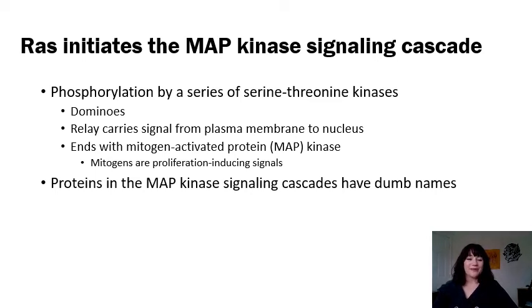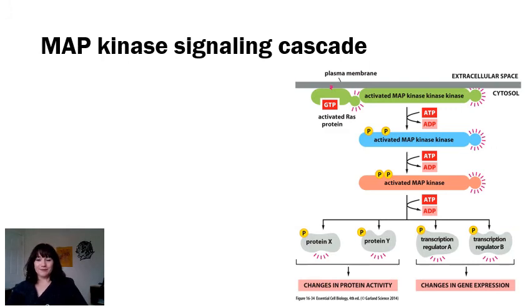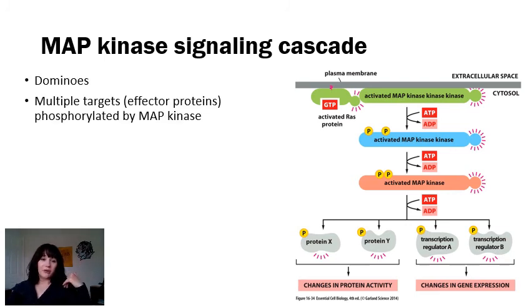Now, proteins in the MAP kinase signaling cascade have dumb names. All right, so we said the final target is MAP kinase. So to get to MAP kinase, the RAS protein is going to activate a MAP kinase kinase kinase, which then phosphorylates and activates a MAP kinase kinase, which then ultimately will phosphorylate and activate our target MAP kinase, which is pretty silly. Now this MAP kinase, as I said, can act in the nucleus, it can change gene expression levels, and since it is a kinase, it can also regulate protein activity as well. So again, we're really seeing this domino effect.